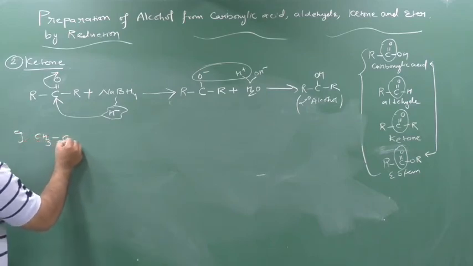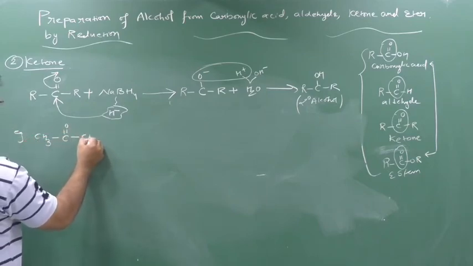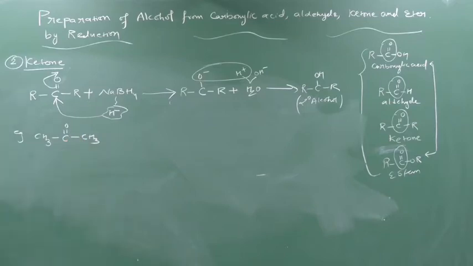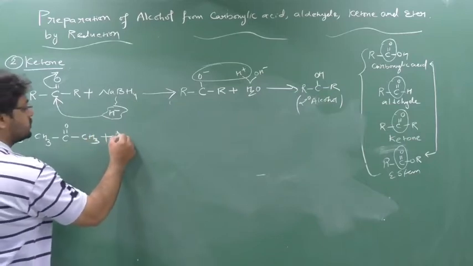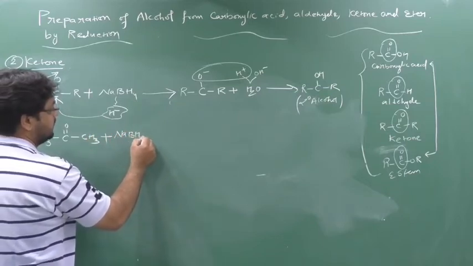CH3, C double bond O, CH3. So this is not methyl ethanoate, not an ester, sorry, it is a ketone. That is propanone, or dimethyl ketone. Yes or no? Dimethyl ketone or propanone. Clear? Okay. First I will take sodium borohydride.